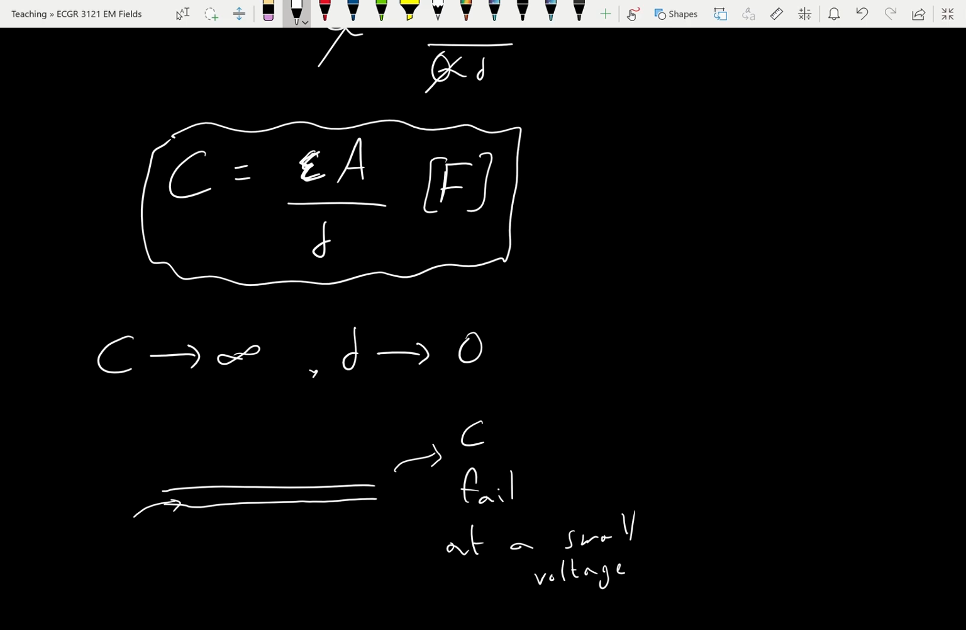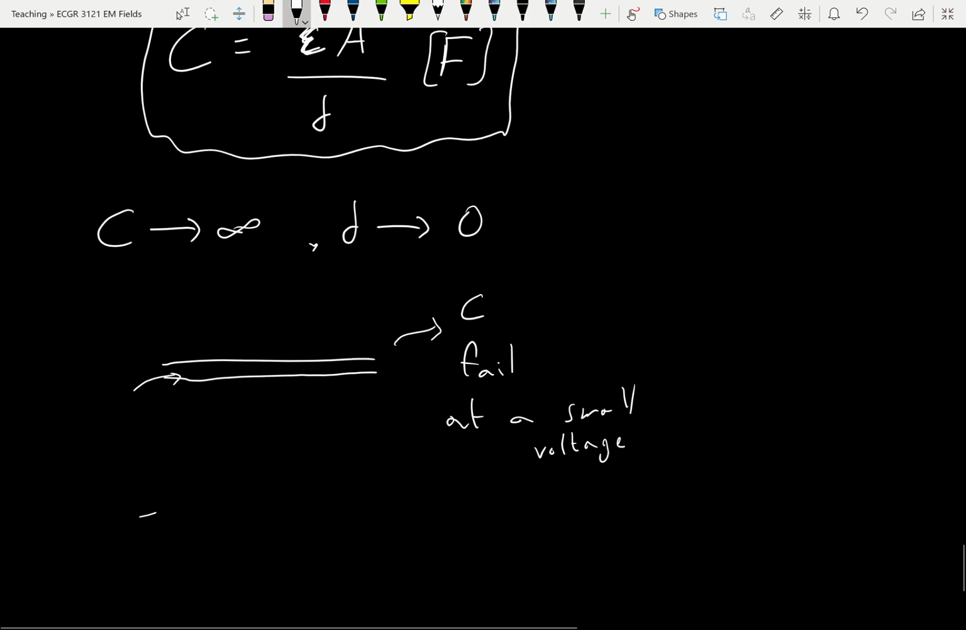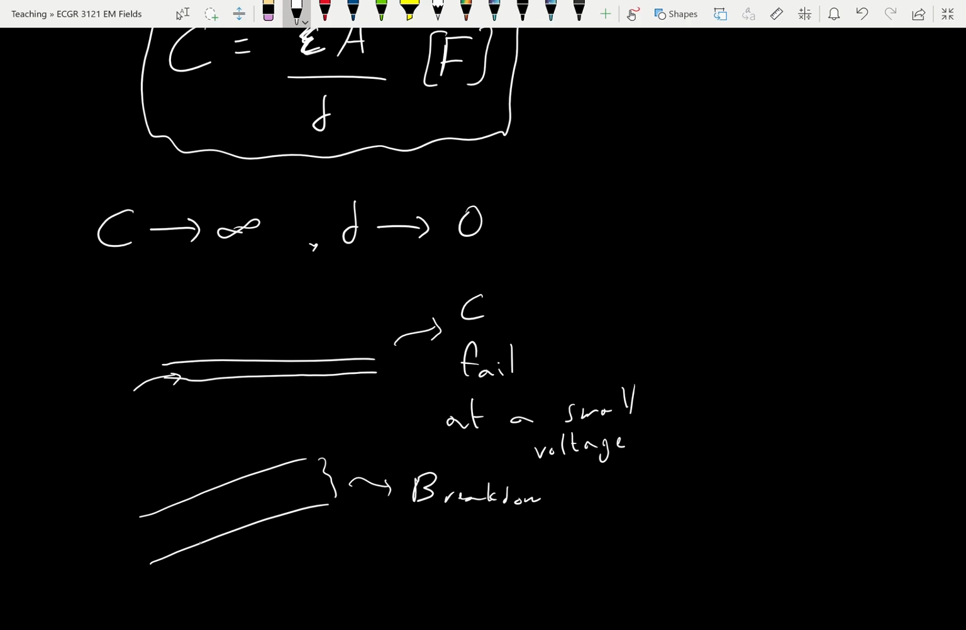And the useful voltage the capacitor or any capacitor can operate at depends on the dielectric strength or the breakdown of the material between the plates of the cap. That's why you don't see capacitors built with air in between. You see capacitors built with special materials in between, dielectric material that allows the capacitor to run at larger and larger voltages.